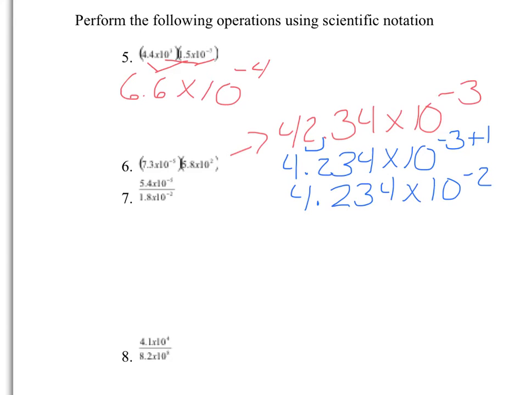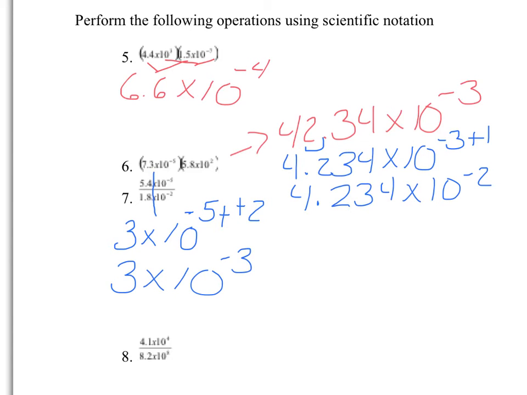7, we're going to do the same sort of thing, but now we're going to be dividing and subtracting our exponents. So I'm going to do 5.4 divided by 1.8. When I do that, I get 3. And I'm going to subtract my exponents, and I'm going to write it out so you can see it. It's going to be negative 5 minus a negative 2. Make sure you watch your signs. This goes plus positive, which means my final answer is 3 times 10 to the negative third.